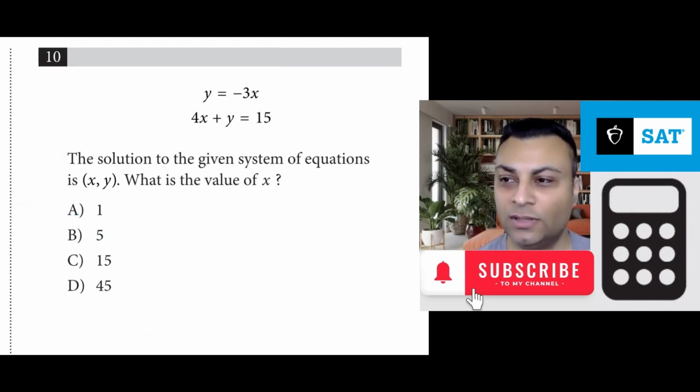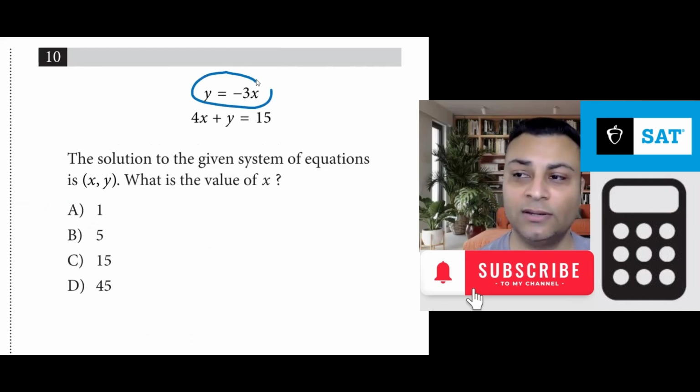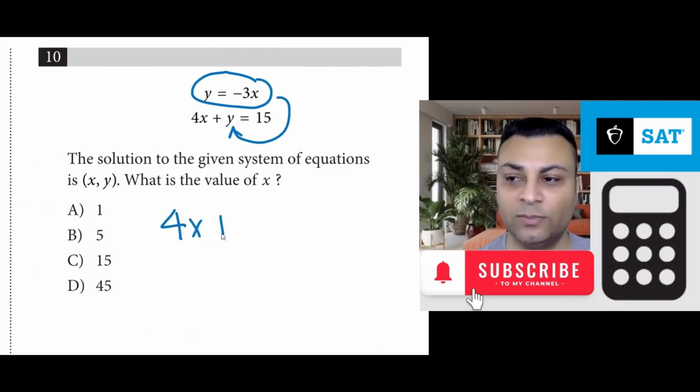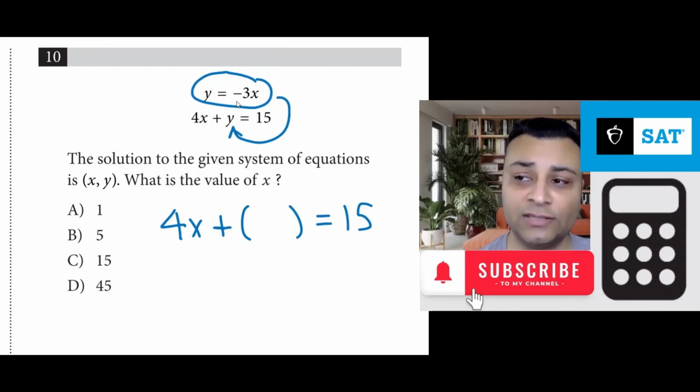Question 10 says, we have a system of equations. The solution to the given system of equations is x comma y. What is the value of x? Okay, we have y equals negative 3x, so that would make it easier to use substitution. 4x plus y equals 15. We're going to plug this in to this y. So it becomes 4x plus something equals 15. Well, that's a y, but y is negative 3x. Let's remember, y is negative 3x, so this becomes negative 3x.